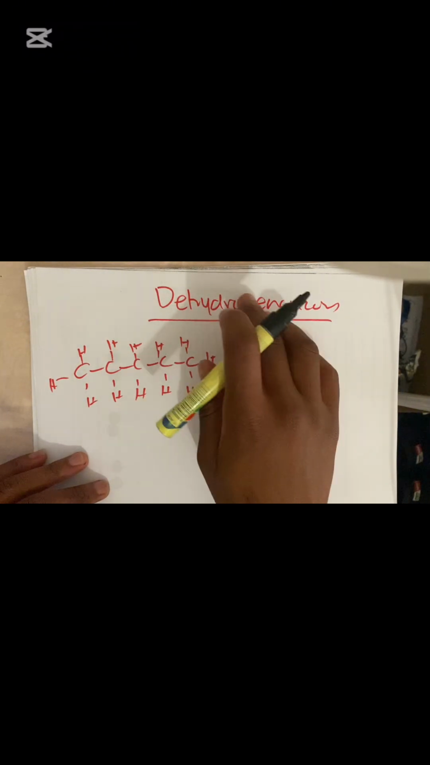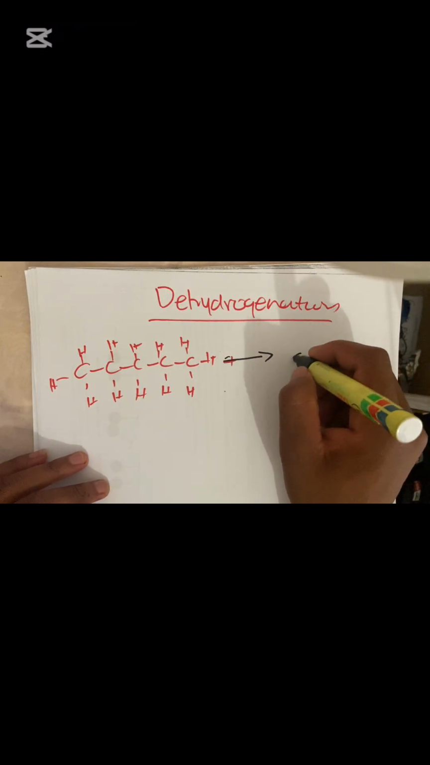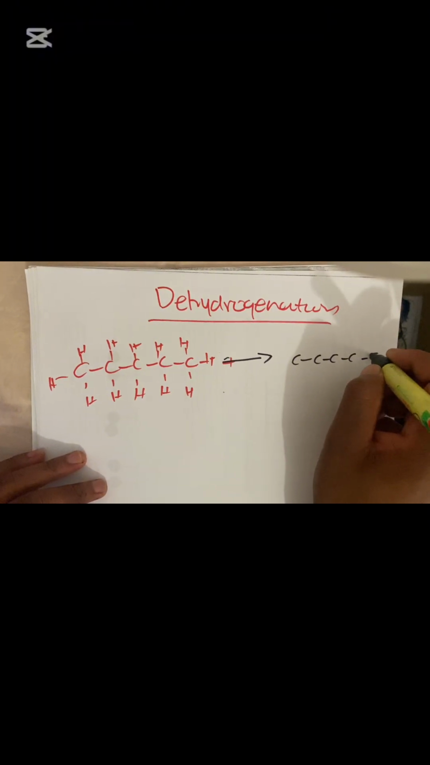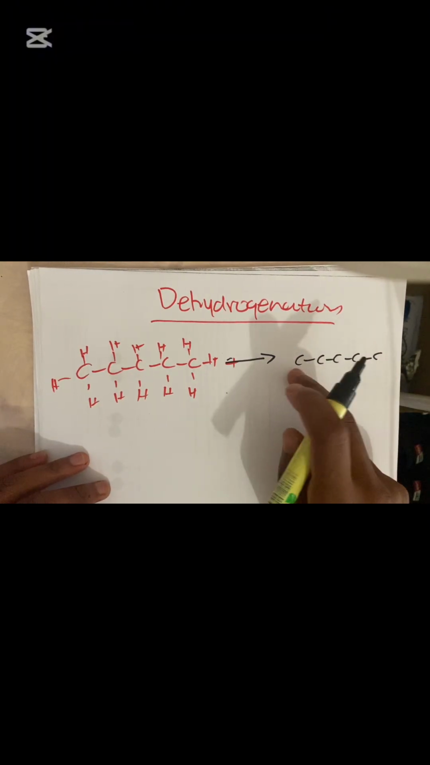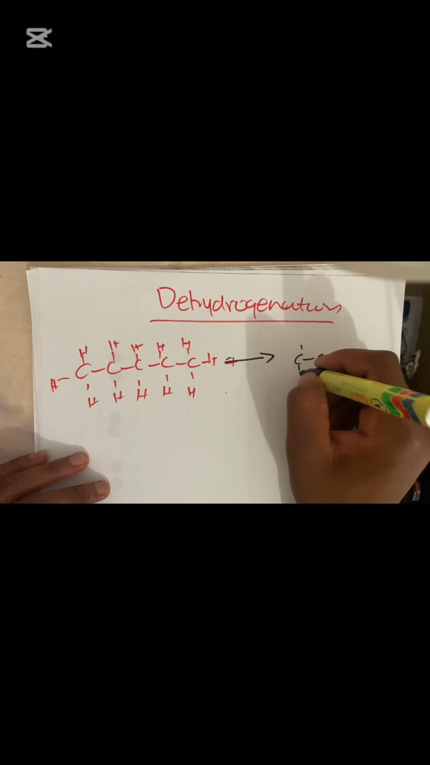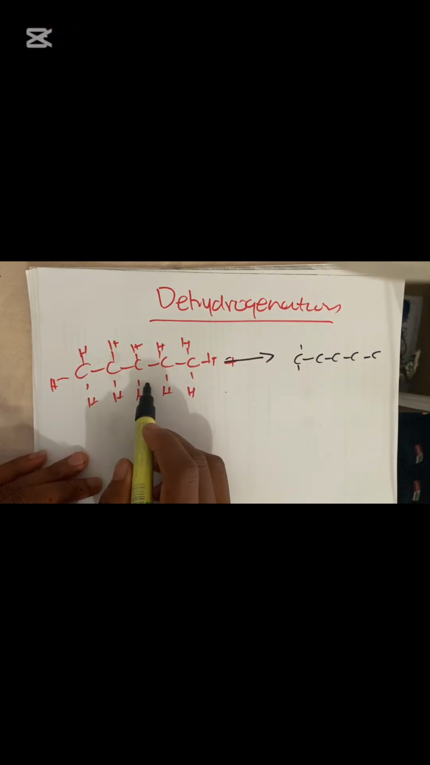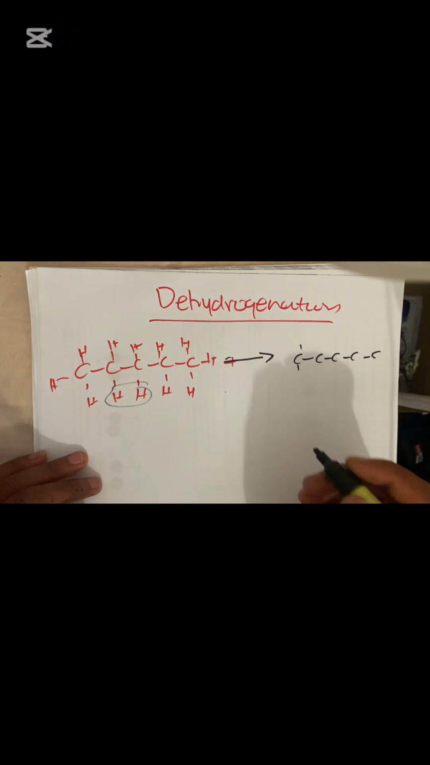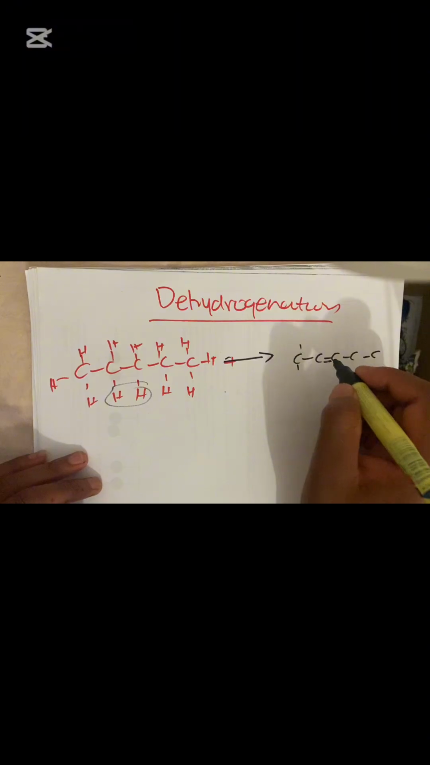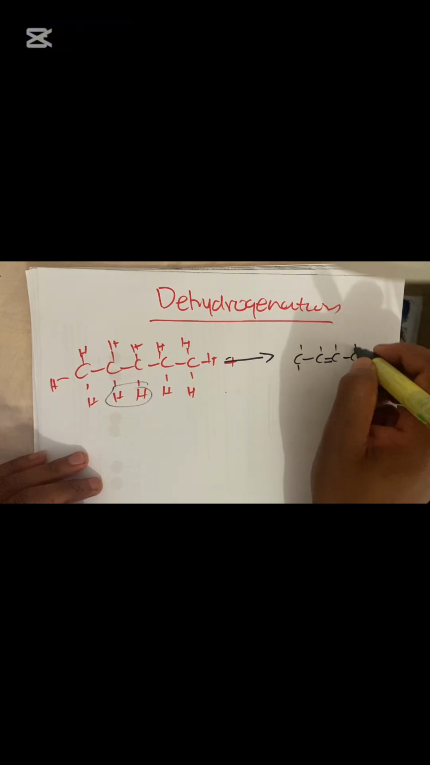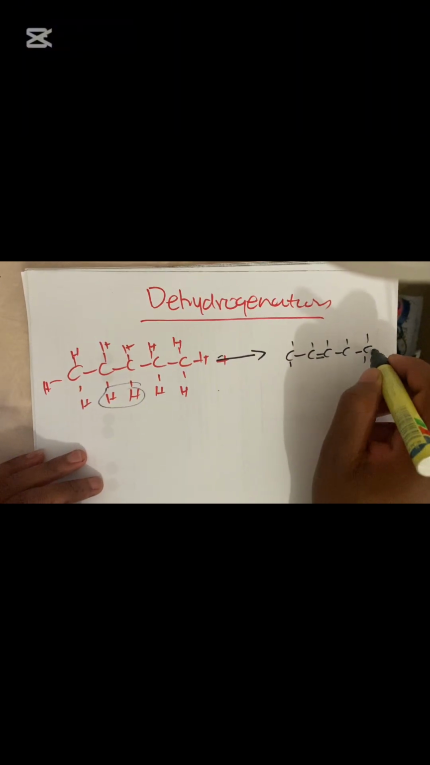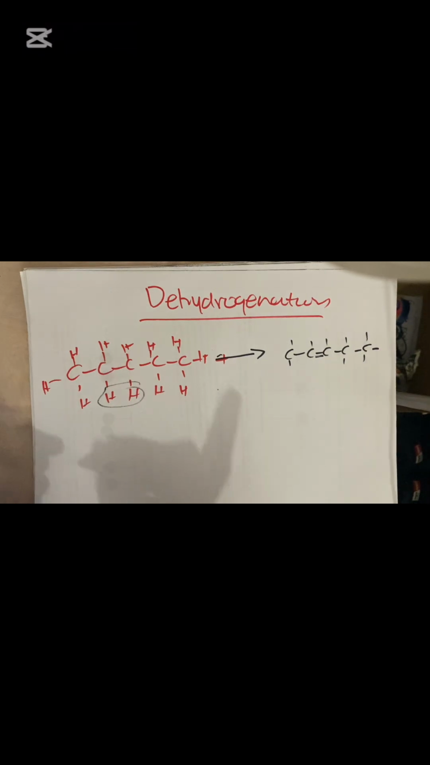We eliminate hydrogen. We take hydrogen gas. And then we're going to have 1, 2, 3, 4, 5. So we are just going to take 2 hydrogens. You can either take these ones or the other ones. It doesn't matter. The double bond follows the Zaitsev rule. The rule says that the hydrogen must be removed from the carbon atom that has the least hydrogens.